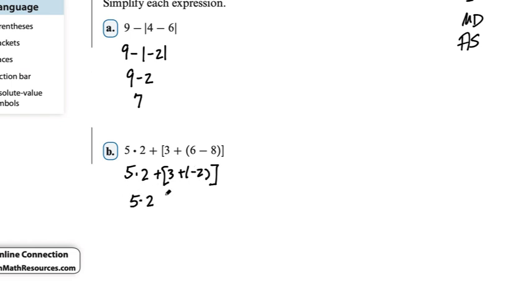Notice I'm rewriting everything, and I'm going to deal with this now. So the next thing is to add 3 plus a negative 2, and within this bracket, I'm going to get the number 1. You guys see how I'm getting that? Because 3 plus a negative 2, subtract, and I get 1. So now my problem is 5 times 2 plus 1.